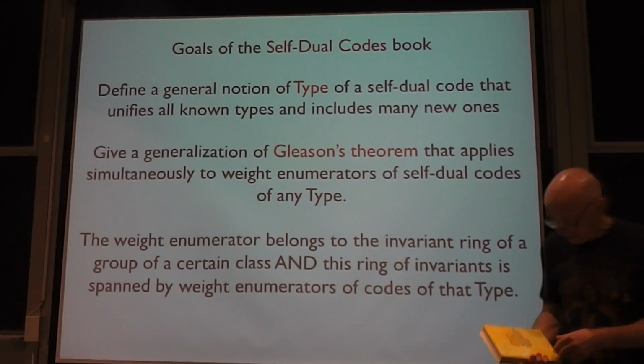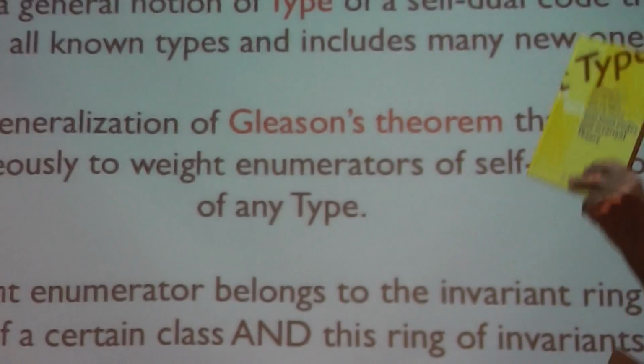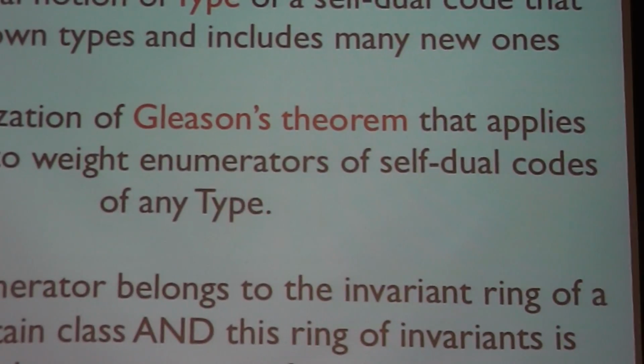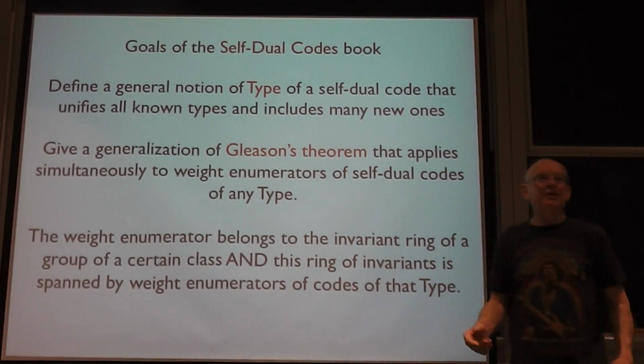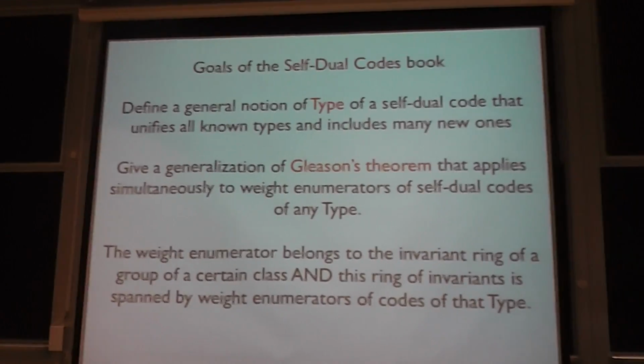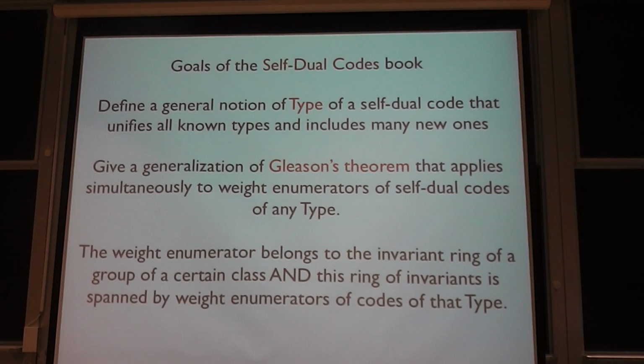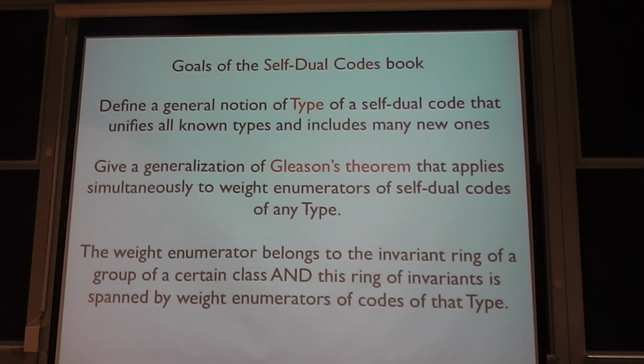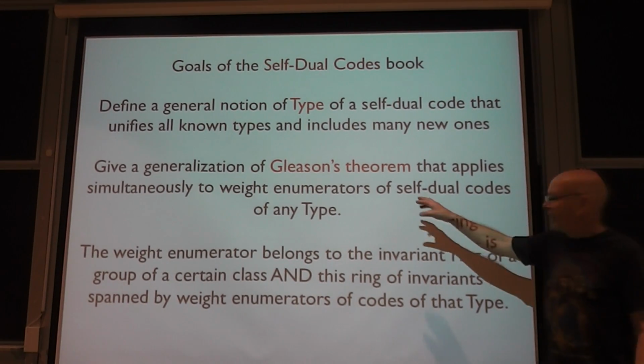So then a few years went by, and Eric Rains and Gabriele Nebe and I wrote our book on self-dual codes. The idea was to give a general definition of type, which includes all the types that people had looked at. People had done many, many special cases. And the idea is that you come up with a general kind of Gleason theorem.